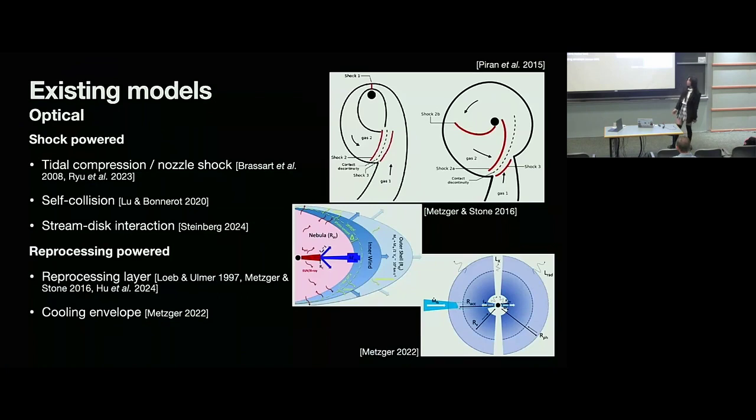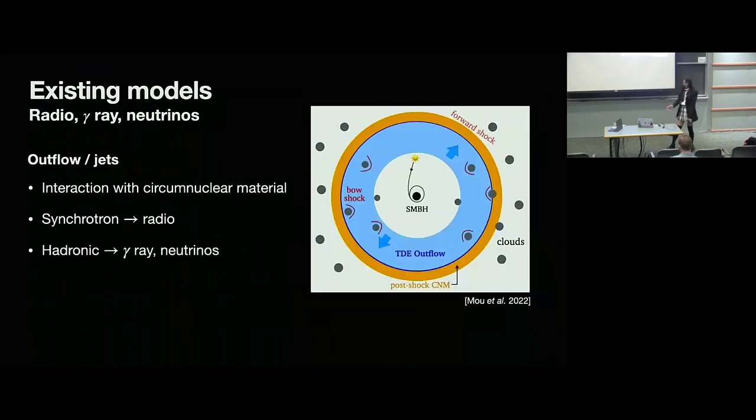For optical, there's the shock powered model and the reprocessing powered model, and you've heard enough, so I'll just skip this. And for radio, gamma rays, and neutrinos, we thought they could come from the interaction between TDE outflows and circumnuclear material, which would then, due to the amplified magnetic fields, form synchrotron emission, which is observed in radio. And also there could be some hadronic reaction that creates neutrinos and gamma rays.